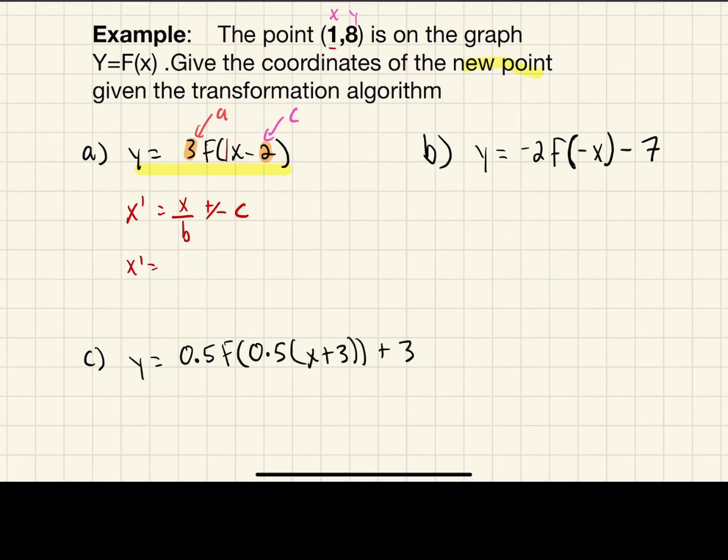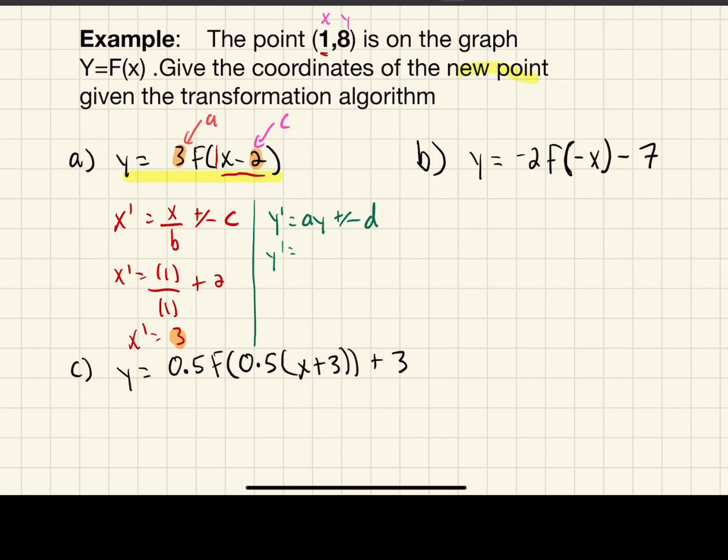So we're calculating for the x: x prime is equal to x over b plus or minus c, where the x value is 1, as we wrote over here. The b value is 1, the invisible 1 that's right beside the x. And then remember, for the c value, if this is set to 0, then this would actually be a plus 2. So then our x prime value would be 1 plus 2, and that would give us a value of 3. So that's the x value.